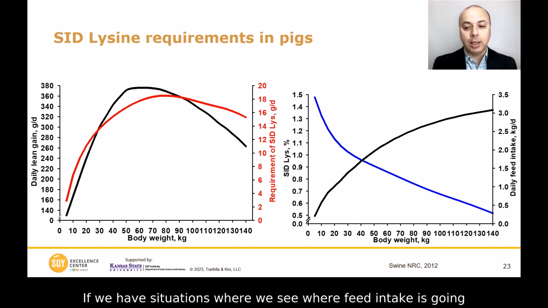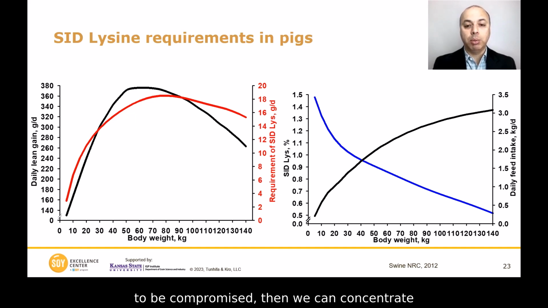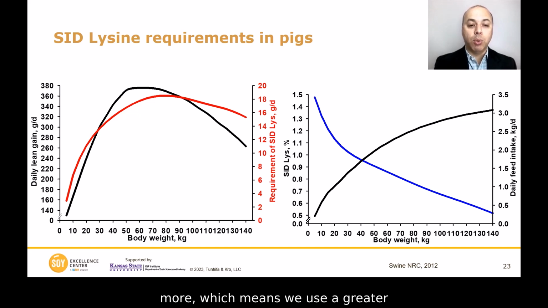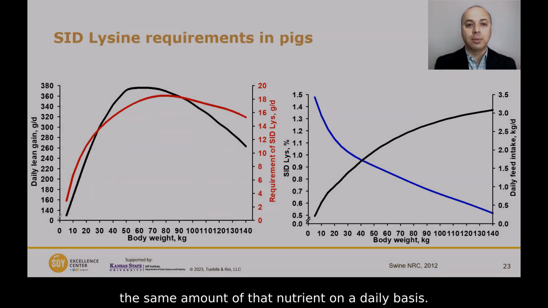If we have situations where feed intake is going to be compromised, then we can concentrate more, which means we use a greater percentage of that nutrient in the diet, with still the objective of delivering the same amount of that nutrient on a daily basis.